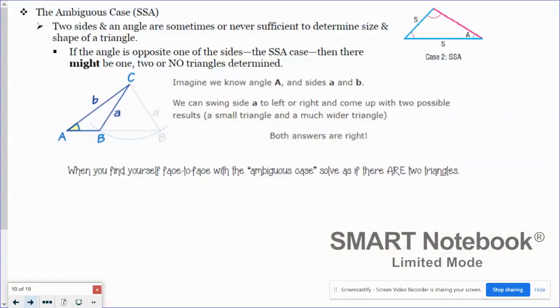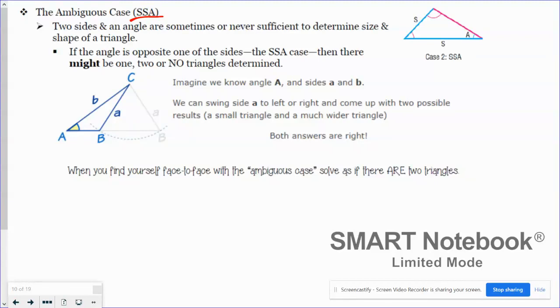So, a funny thing can happen with the law of sines, and this happens whenever you are given two sides and an angle. Two sides and an angle are sometimes or never sufficient to determine the size and shape of a triangle. If the angle is opposite one of the sides, then there might be one, two, or no triangles determined. And so they say, imagine that we know angle A and we know sides a and b.